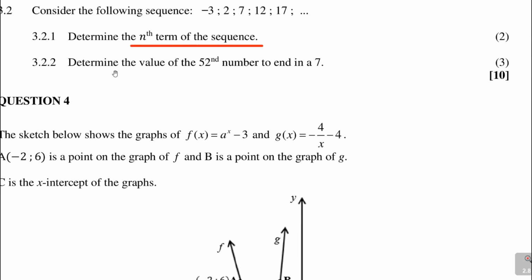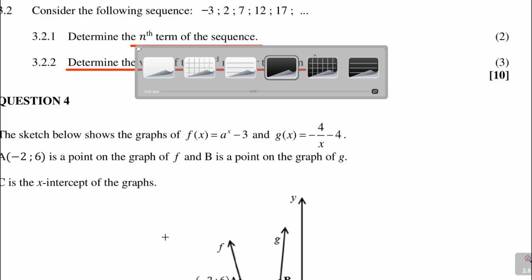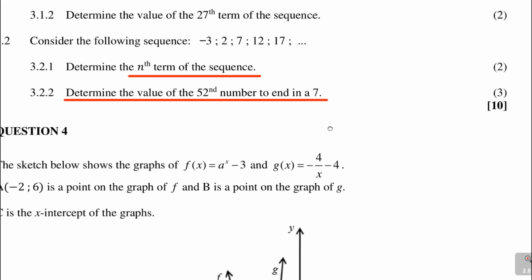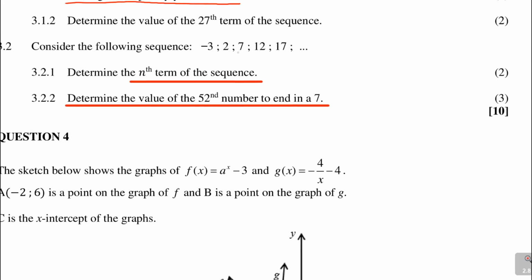2.2.2. It says determine the 52nd number to end in a 7. What are they saying? Determine the 52nd number to end in a 7. The 52nd number will end in a 7, in a way, if you look at it from here, it ends in a 7. So like this number ends in a 7. This number ends in a 7. I think we can look at it like this.